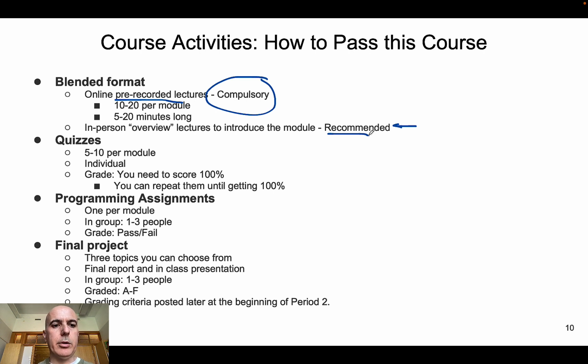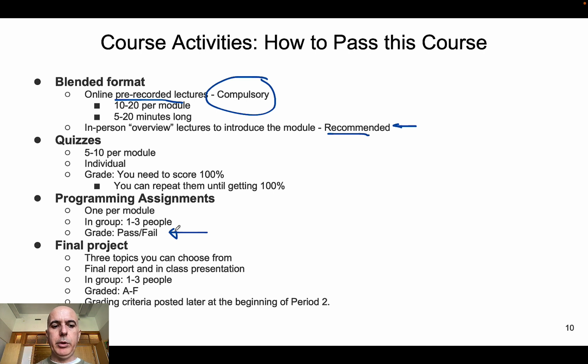In order to assess your learning, we will have between 5 and 10 quizzes per module. These are individual, so we will use these quizzes to assess your learning. I ask you to try to reach 100% on all the questions. You can repeat these quizzes until you get 100%. We also have a programming assignment that will allow you to touch in practice what it means to program quantum algorithms. We will have one programming assignment per module, and this can be done individually, or in groups of 2 or 3 people. In this case, the grade will be just pass or fail.